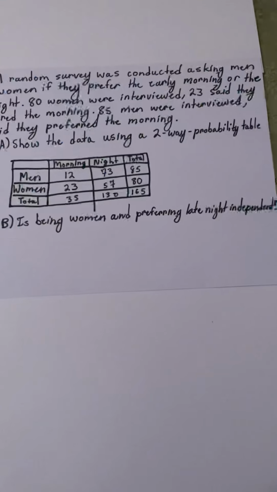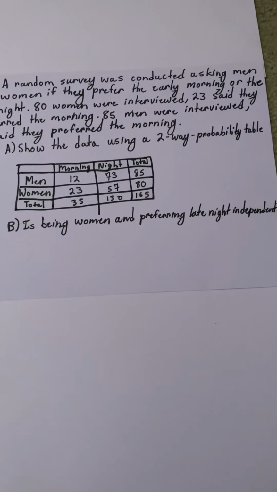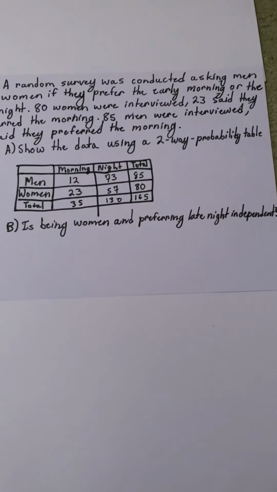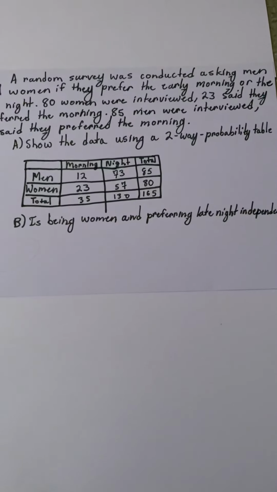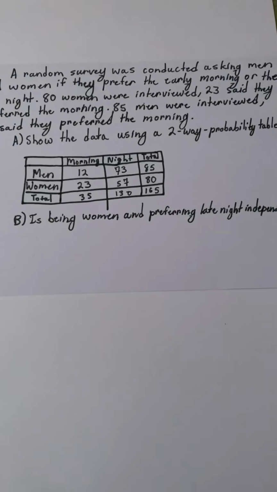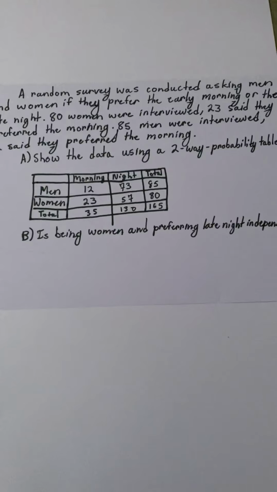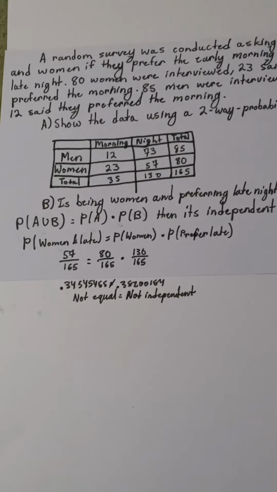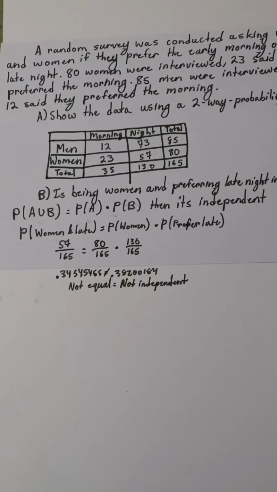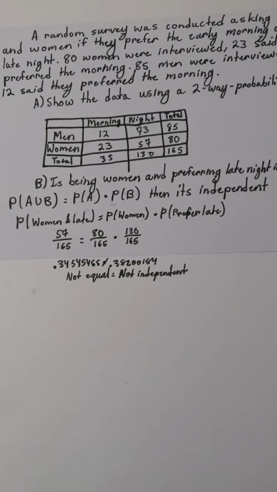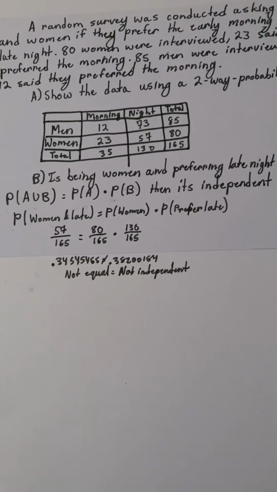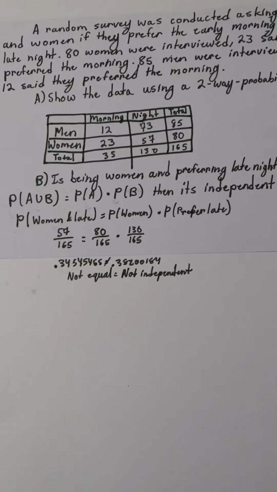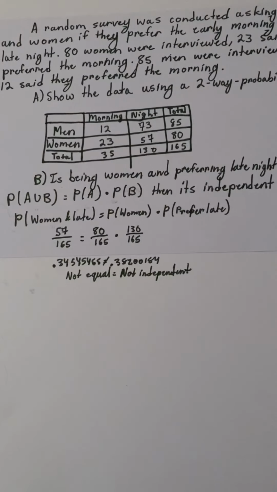It's fun. Part B asks if being woman and preferring the late night are independent. By asking us this question, we are not going to reply with a simple yes or no. We actually have to use the formula and fill out the equation. Alright, so the equation for this problem will be the probability of A and B equals the probability of A times the probability of B. If this statement is true, then it is independent.